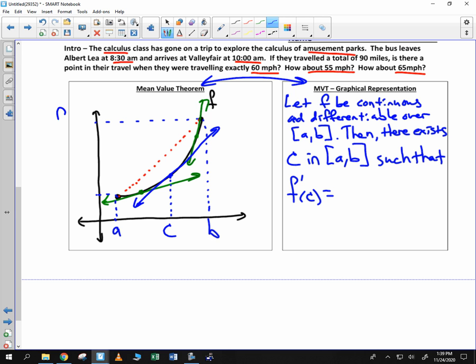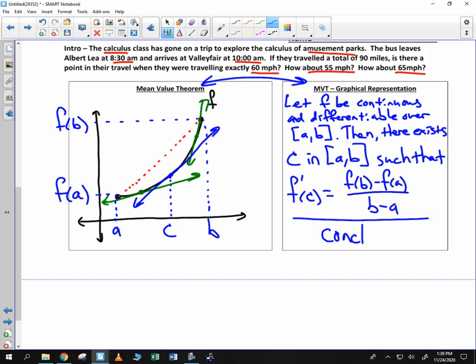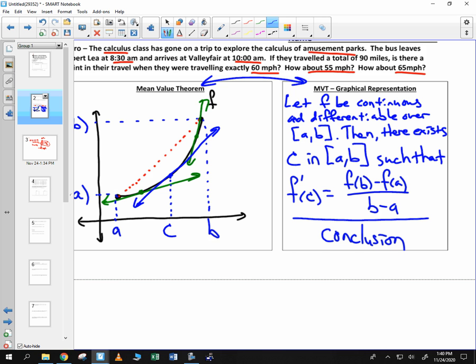An average rate of change is just a fancy way of saying slope. So what would be the slope of that red line? It would be f of b minus f of a over b minus a. So this is referred to as the conclusion of the mean value theorem, which we make use of in some of our problems. So you have some application in our trip to Valley Fair. You have a graphical representation, and you have the language.